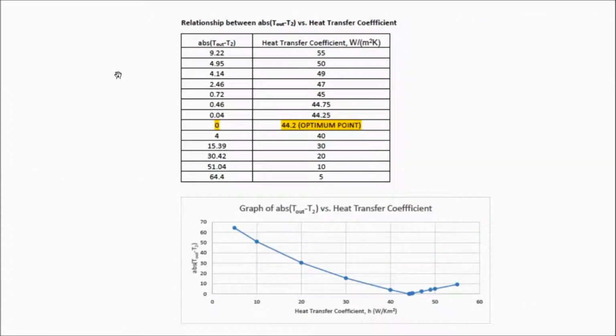Then we use the trial and error method to obtain the graph of the average outlet temperature against the heat transfer coefficient. The outlet temperature given to our group is 105 degrees Celsius. The heat transfer coefficient corresponding to this outlet temperature is the optimum point, which is 44.2.